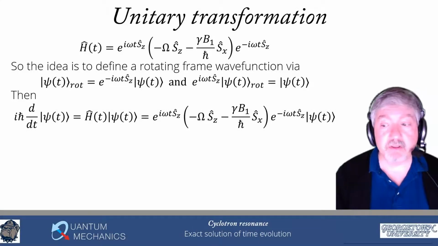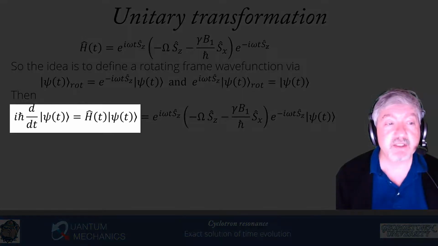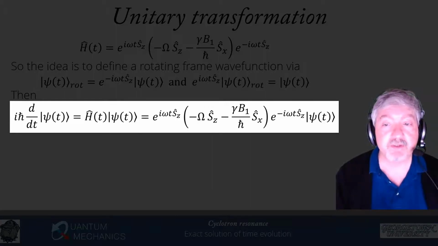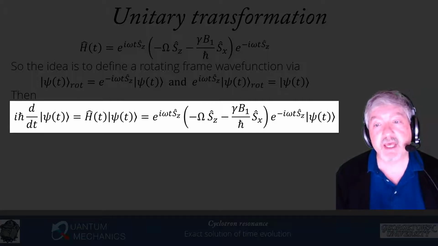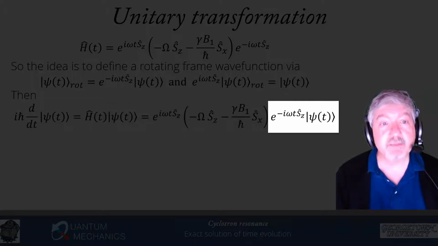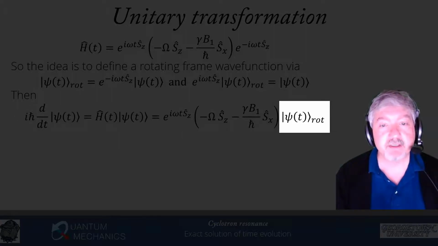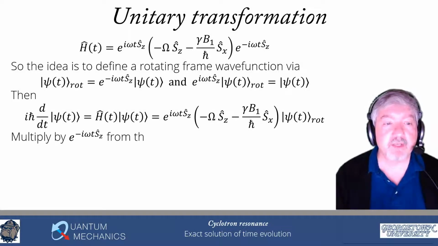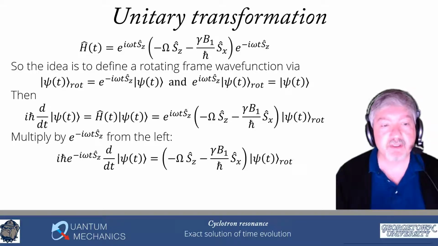Okay, then let's look at our equation of motion, or our time-dependent Schrodinger equation. It says i h bar d by dt psi of t is equal to h of t psi of t. So let's plug in what h of t is in this factorized form using this unitary operator. And it's acting on that state psi of t. Now, you can recognize that e to the minus i omega t sz psi of t is just psi rotating. So I can replace that by psi rotating. And now what we're going to do is multiply by e to the minus i omega t sz from the left on both terms.